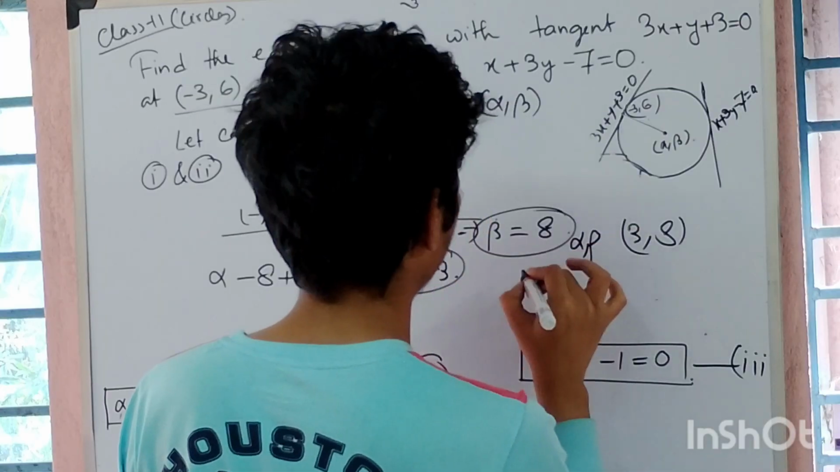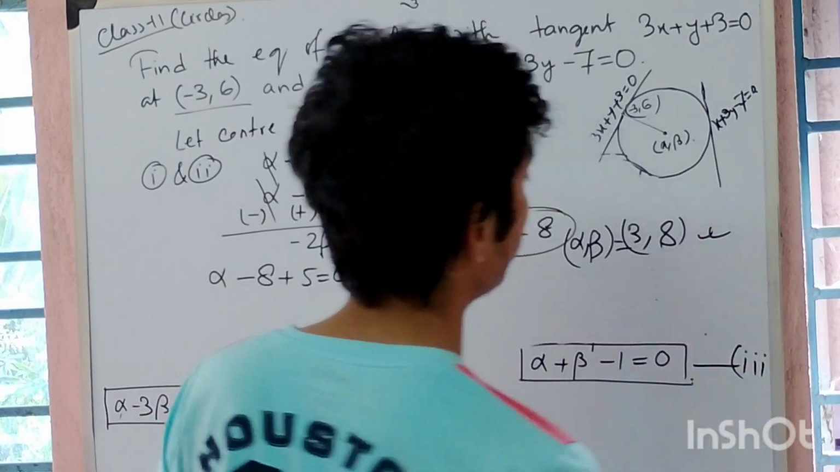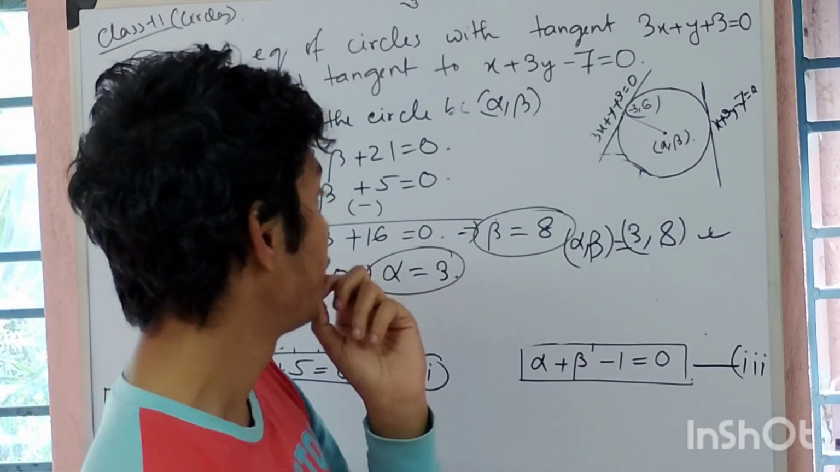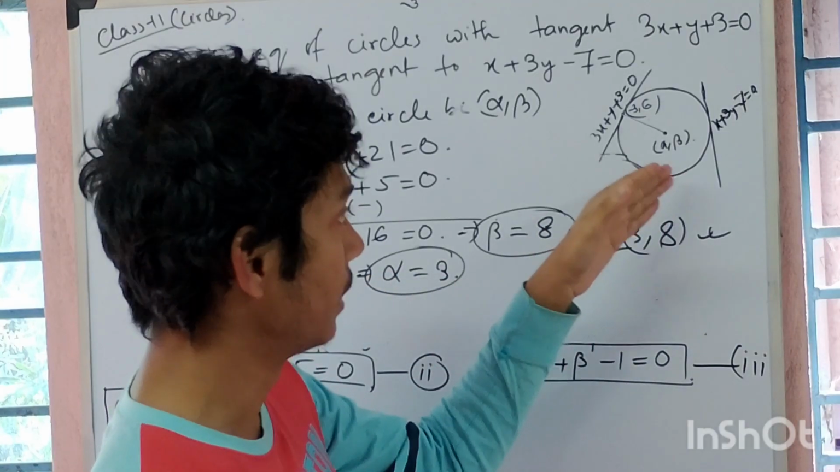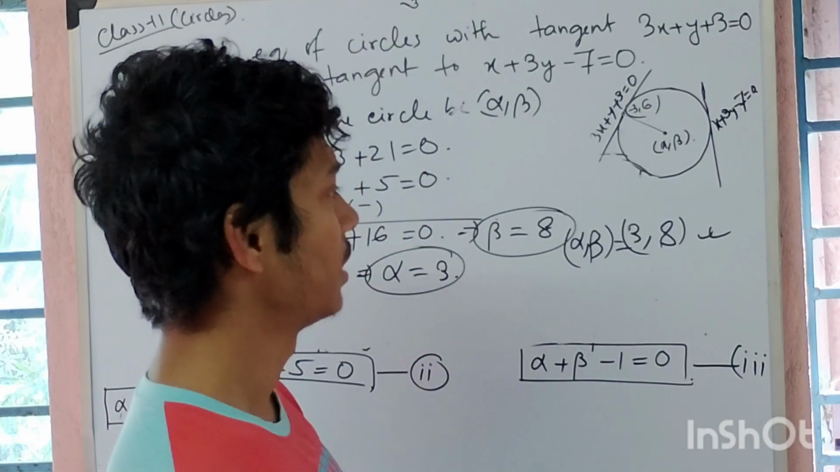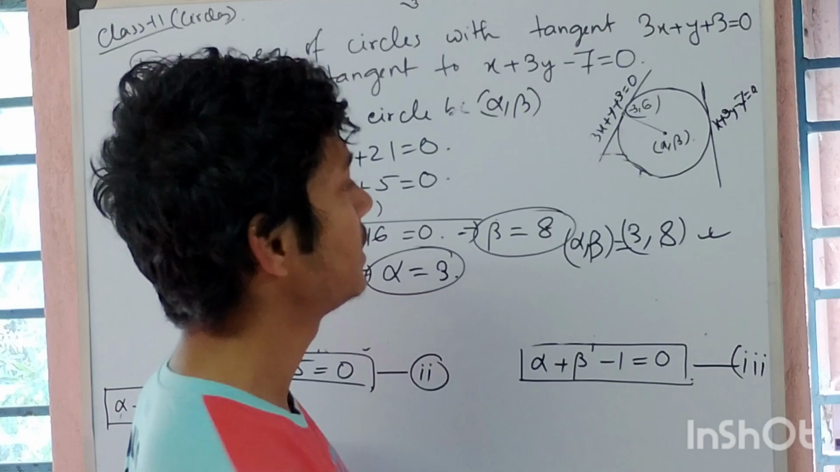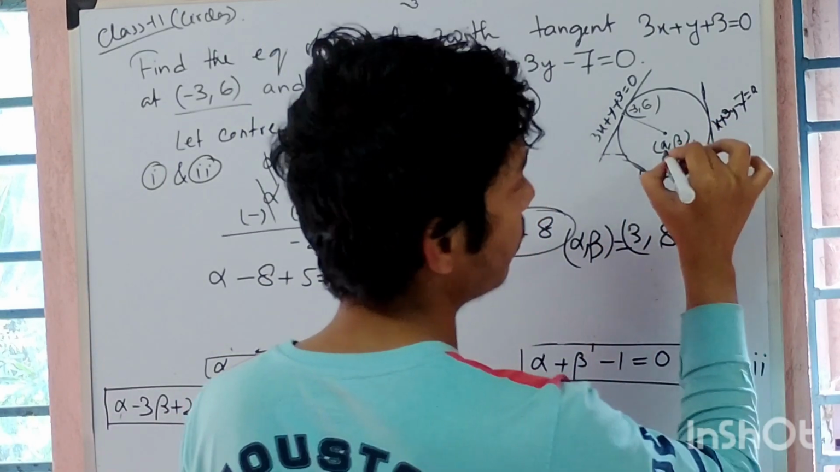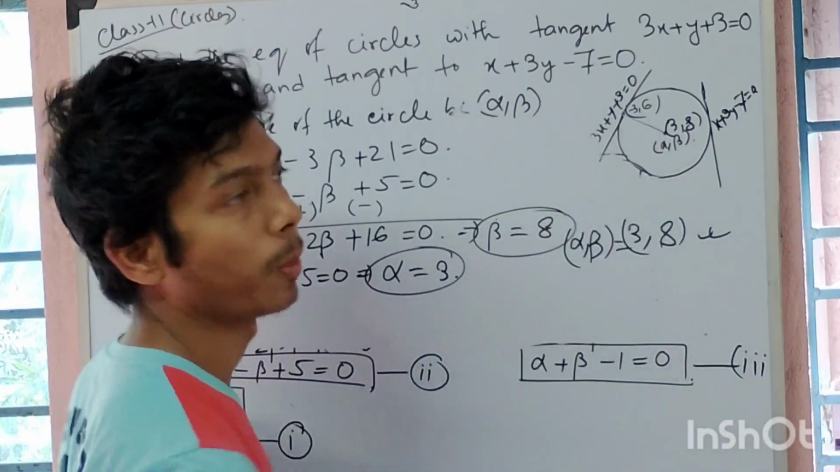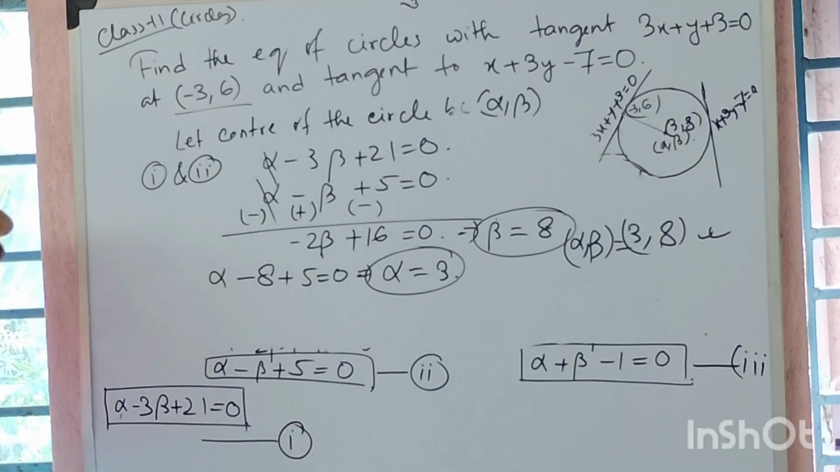This is my alpha, beta. So this is my center, the center for one circle. Now I can easily find the radius. If you take the center 3, 8, you can easily find the distance. What is radius? The distance between this point and this point. So you find the distance between minus 3, 6 and 3, 8.